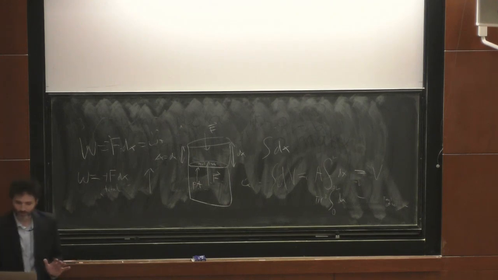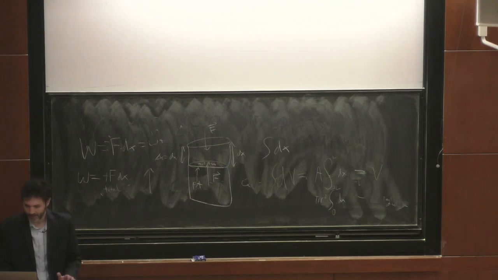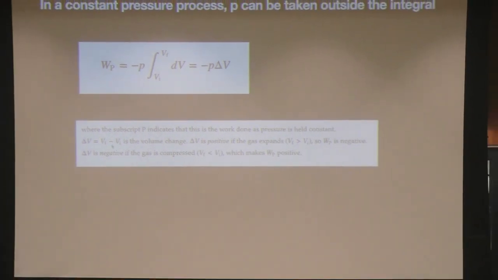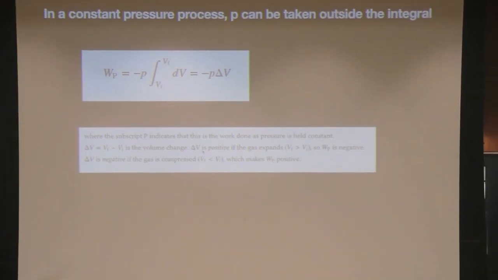Okay, so the subscript P indicates that the work is done as pressure is held constant. Delta V is V final minus V initial. That's the volume change. Delta V is positive if the gas expands, so the work done is negative. Delta V is negative if the gas is compressed, which makes the work positive.